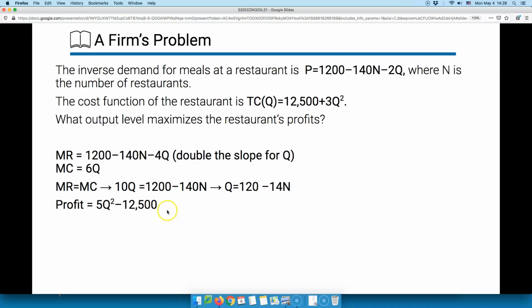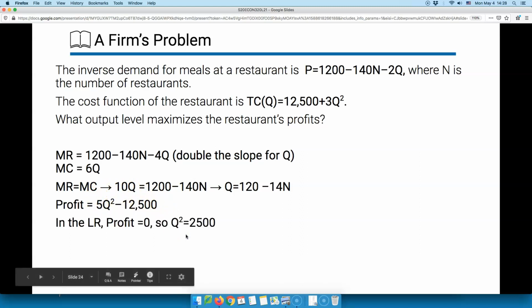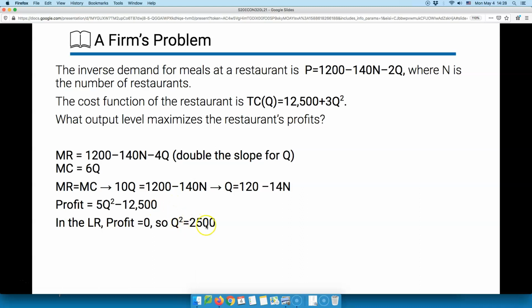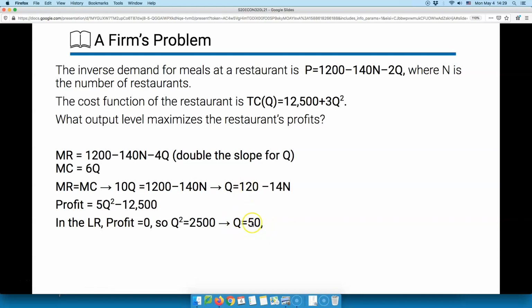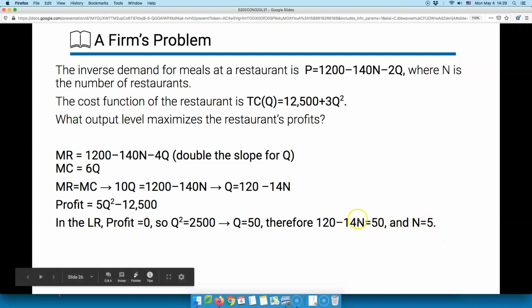Now, the next thing that we can do is to figure out how many firms there will be in the long run, because remember that in the long run, this expression has to equal 0. So we need to set 5q squared minus $12,500 equal to 0. This will simplify to q squared equal to 2,500, so q has to be equal to 50. So in the long run, to earn 0 profits, the firm will be producing 50 units of output. And if that is the case, then that 50 has to be optimal given the number of firms. So this will tell us that 120 minus 14 times the number of firms equals 50. So the equilibrium number of firms in the long run will solve this equation, and it will equal 5.